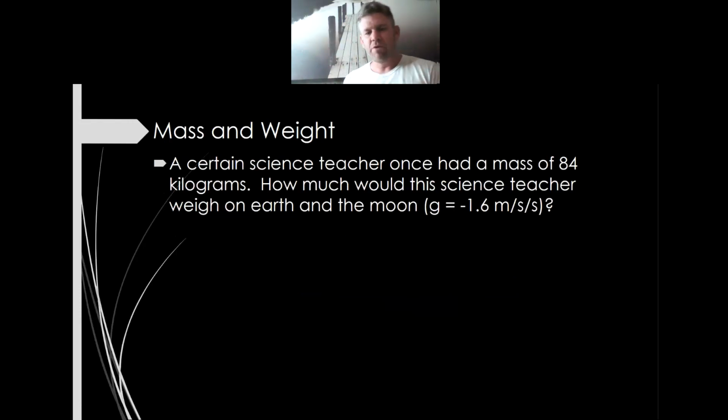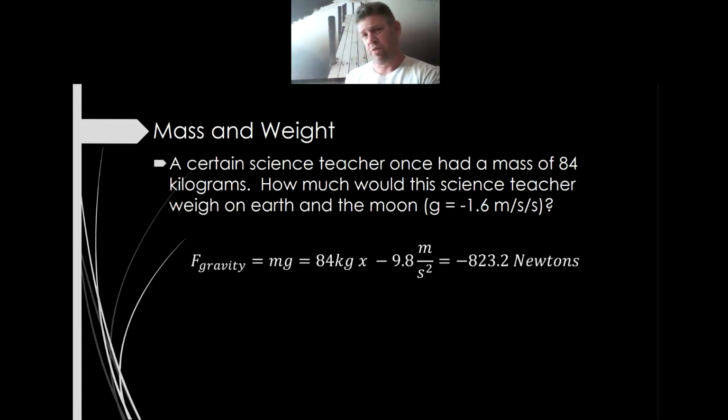All right, so grab a calculator, try this one out. A certain science teacher once had a mass of 84 kilograms. How much would the science teacher weigh on Earth and on the moon, with g equal to negative 1.6 meters per second per second? Now, on Earth, the gravitational pull is going to be negative 9.8, all right? So what we're going to do is use the formula that you saw on the previous screen. We're going to use F of grav equals mg, which looks an awful lot like Newton's second law, right?